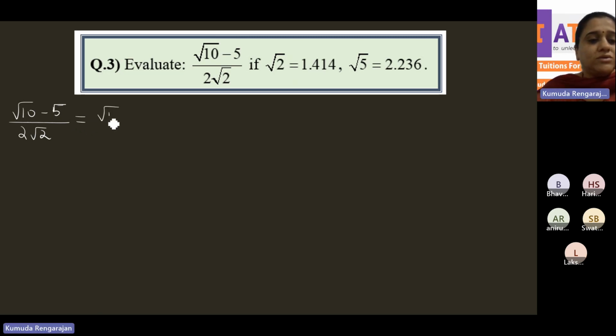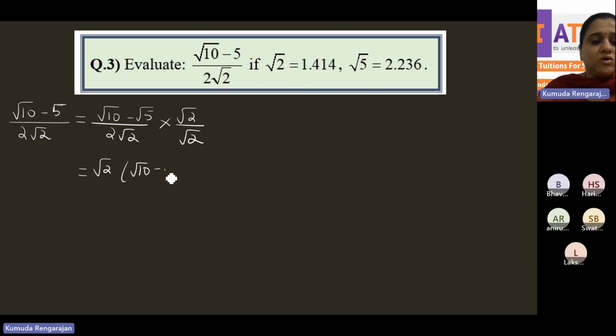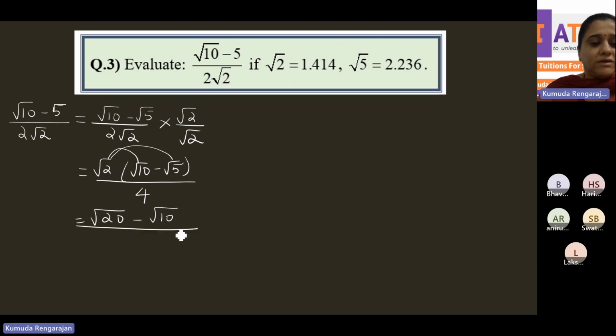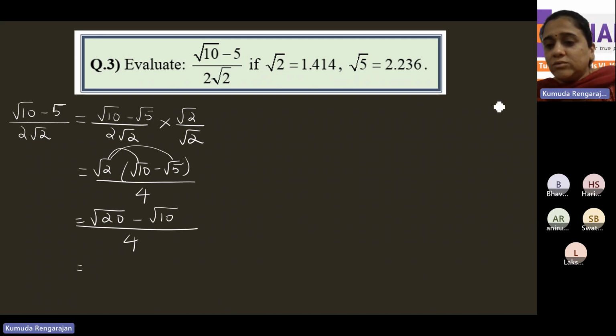So root 10 minus root 5 by 2 root 2, multiply and divide by root 2. This is the first step. Once you do this, you multiply the numerators and multiply the denominators. So that gives you 4. Now open the bracket. So it's going to be root of 20 minus root of 10 by 4, and 20 can be written as, see, when you do this 20, 2 tens are 2.